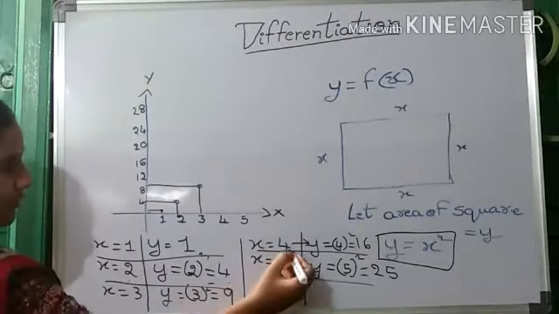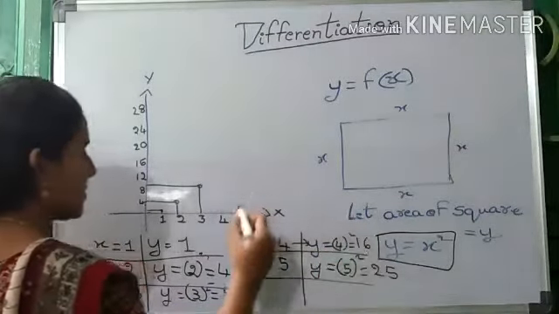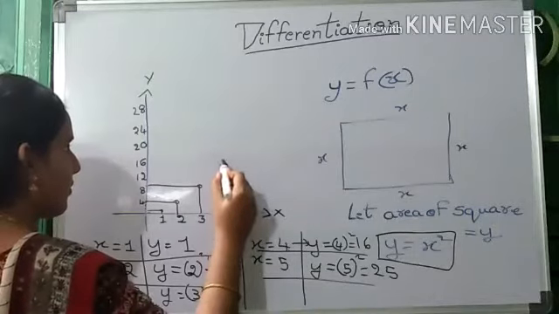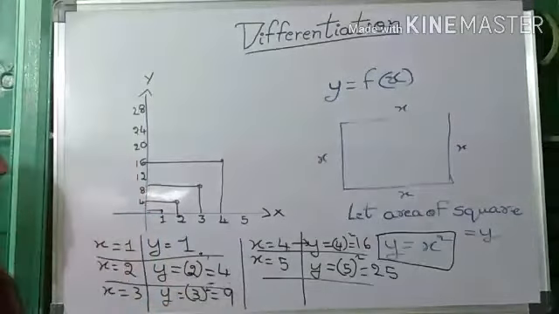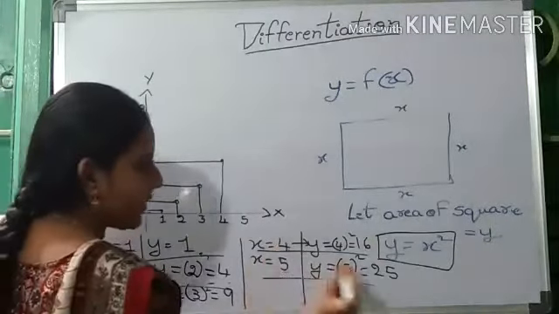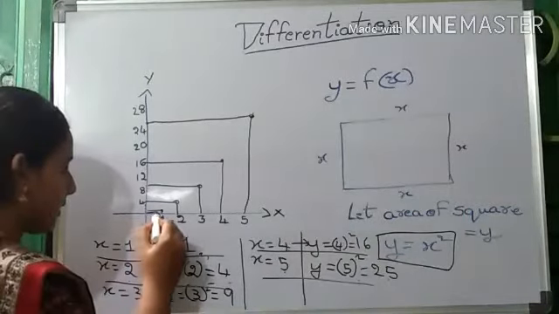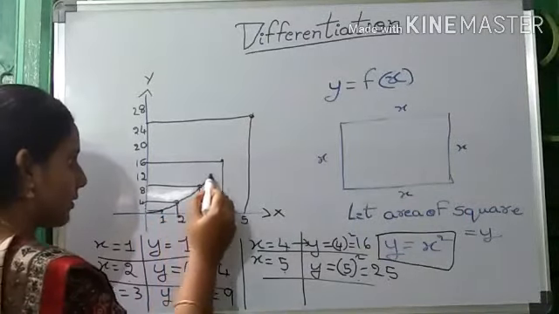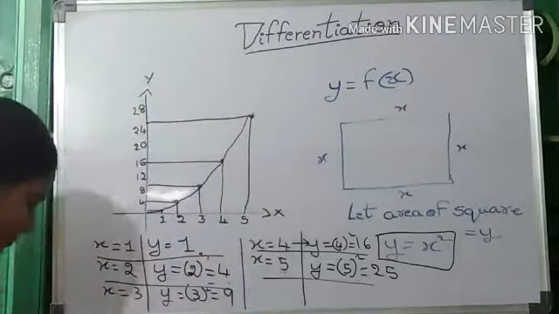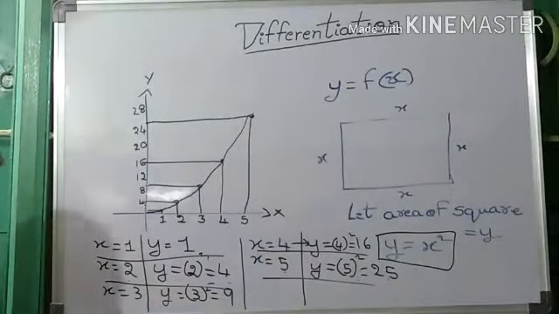And if x is equal to 4, then y is equal to 16. And if x is equal to 5, y is equal to 25, just about 24 like this. Now let us join all these points. It would look like this. Let us erase the extra lines. Now the graph looks like this.